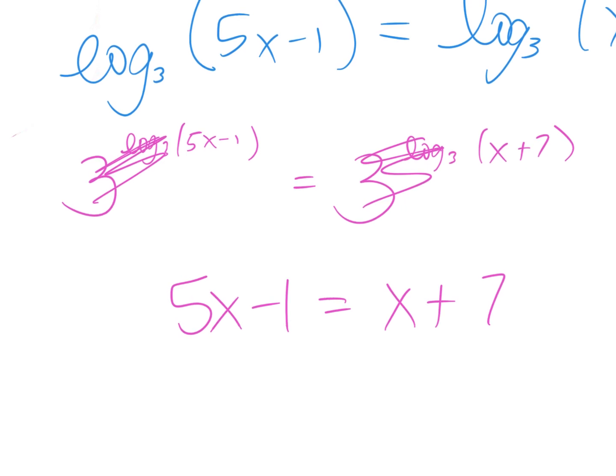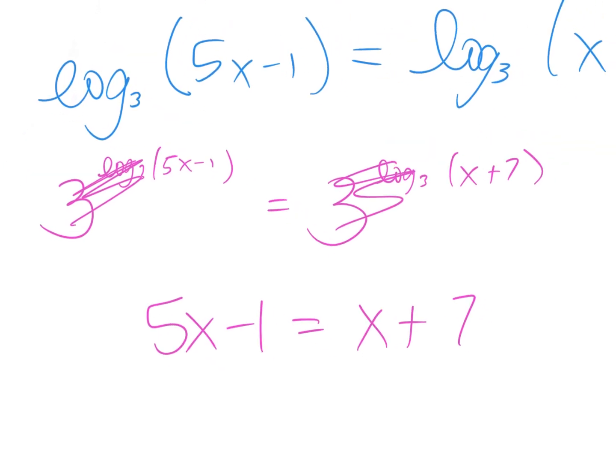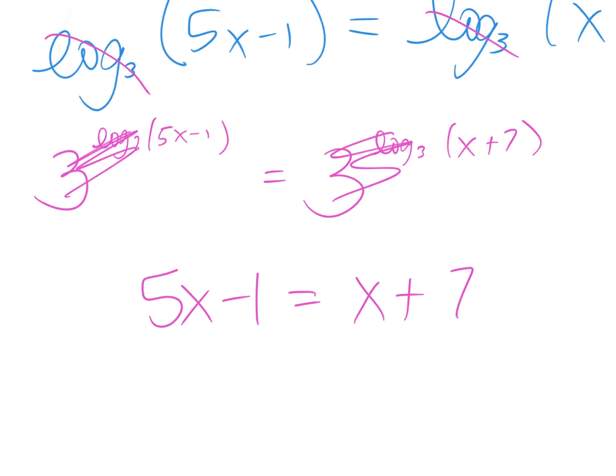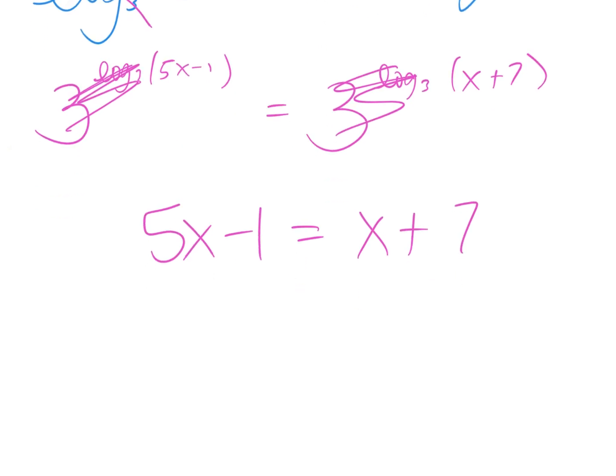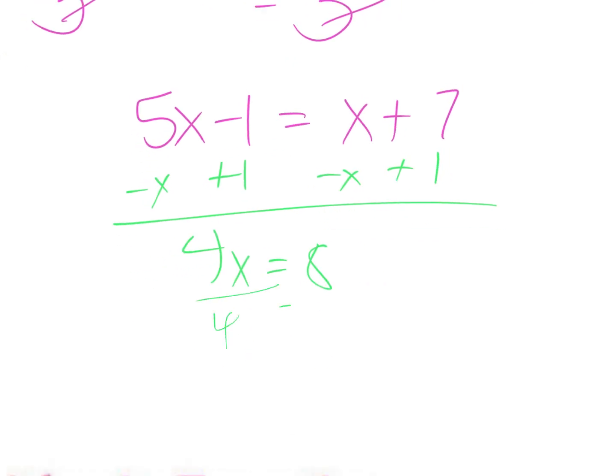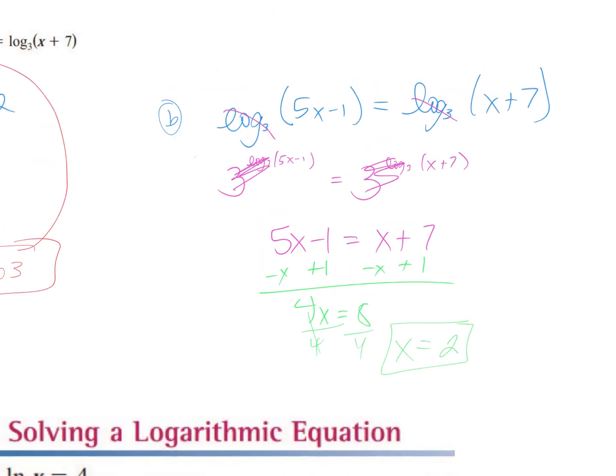Now, if you saw that from the beginning, you could just cross them out, like right here. That's fine. But it's only if there's one on one side and one on the other. So now we go through the motions, and I'm going to add 1 to both sides and subtract x. So 4x equals 8. And x equals 2. Yeah?